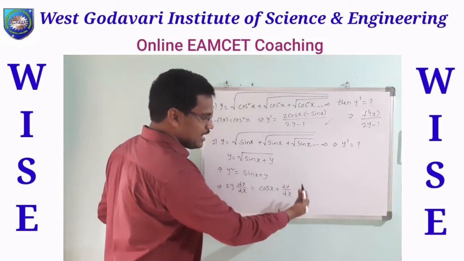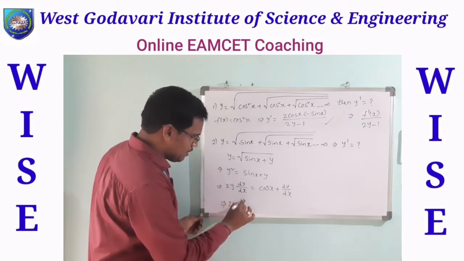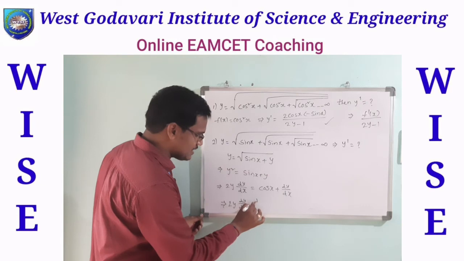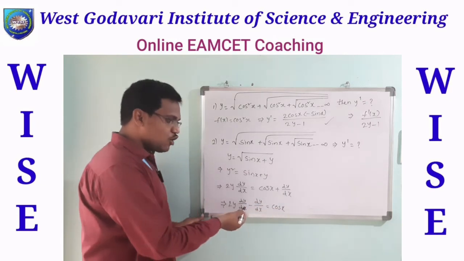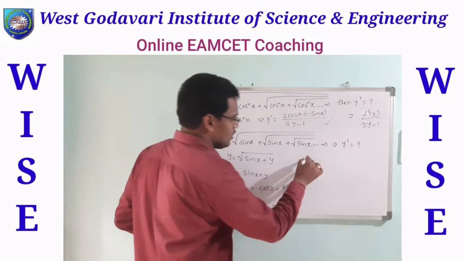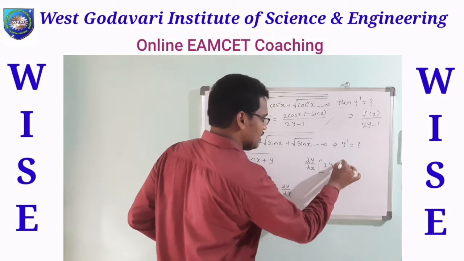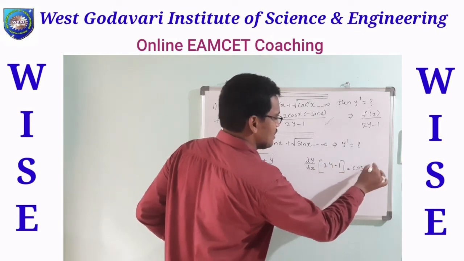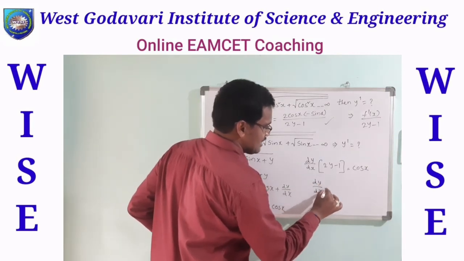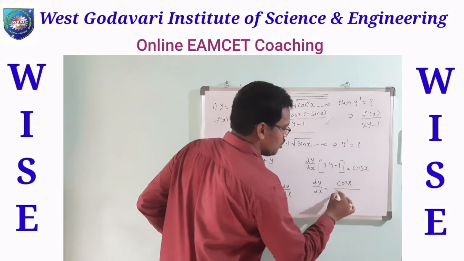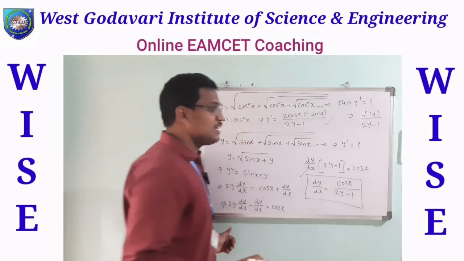So taking dy by dx to the left hand side, 2y dy by dx minus dy by dx is equal to cos x. So taking dy by dx common, dy by dx of 2y minus 1 is equal to cos x. Finally we have to get dy by dx, that is y dash. So dy by dx is equal to cos x by 2y minus 1. So this is the answer for this question by using the traditional way.